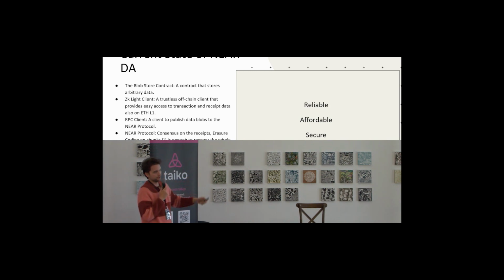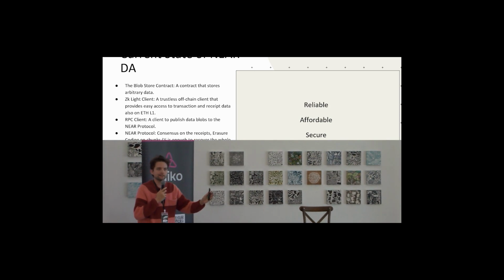What do we have for NearDA at this moment? The current state is that, by the way, Near is an L1 network. So we're not just a data availability network, we're also doing execution, we're also doing consensus. But how we're trying to do data availability is we're just trying to get the data availability part out of the L1 and make it available for other L2s to deploy their blob data on Near.